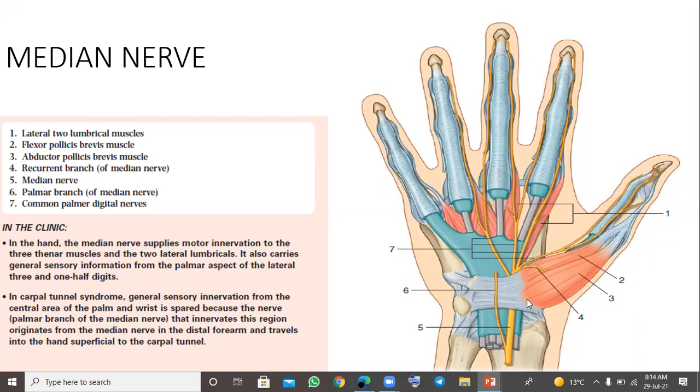And the condition will manifest as ape hand. So there's a condition known as ape hand. You should read more on it. Ape hand and sign of benediction.